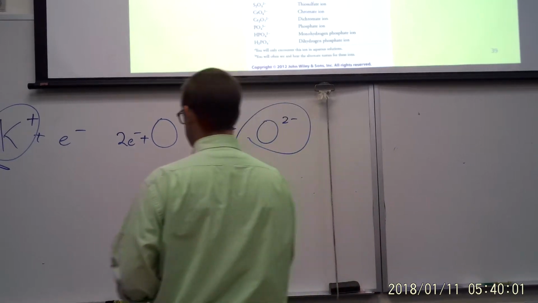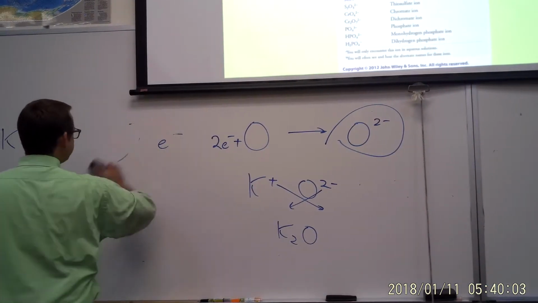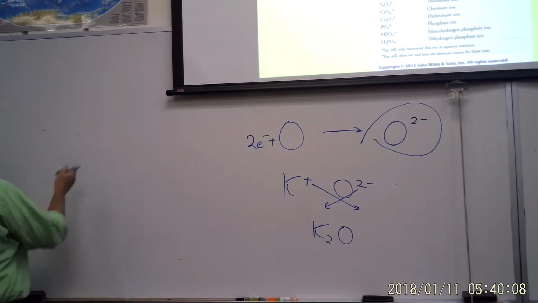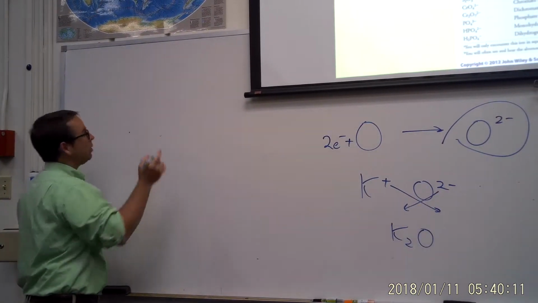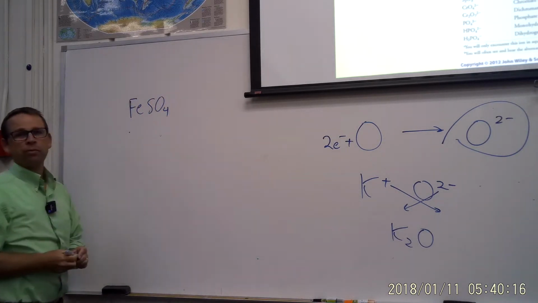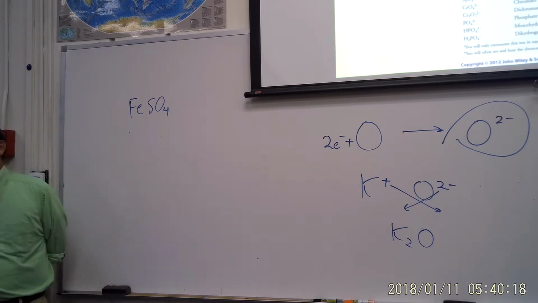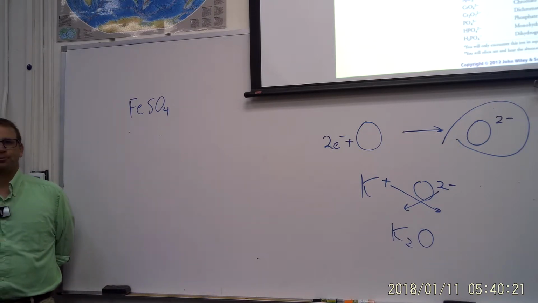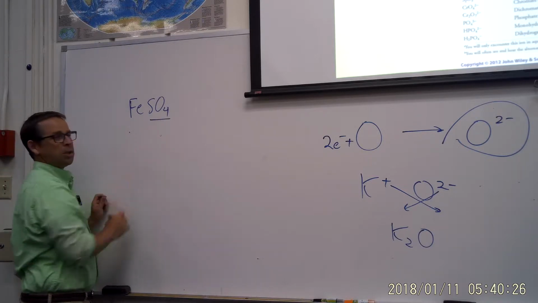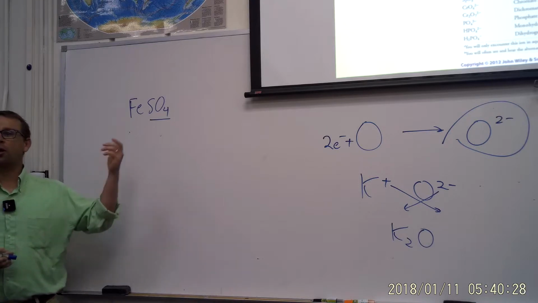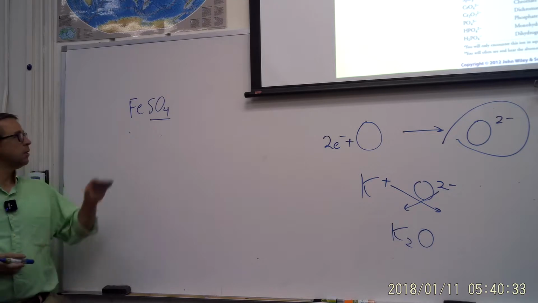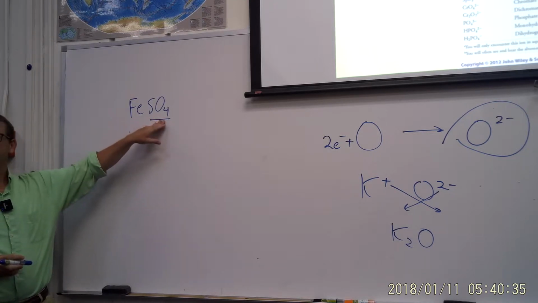So here's an example of the kind of question where you might have to use the polyatomic chart to get an answer. What is the name of this compound? We need to know the name of this polyatomic ion. We pull it up on our list, find its name. What's it called? Sulfate. Iron, so we say iron sulfate.